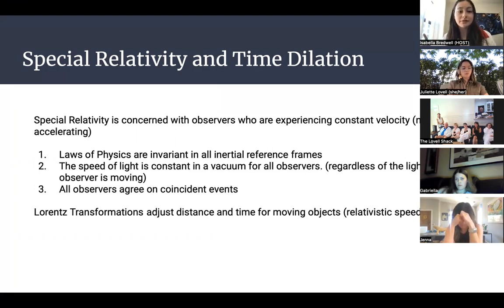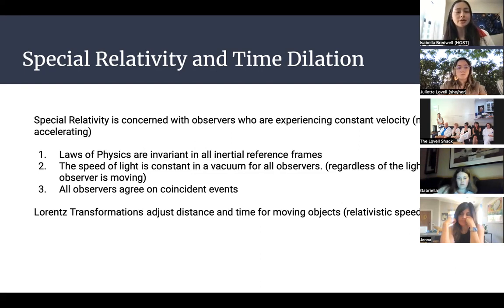The laws of physics are invariant in all inertial reference frames, and an inertial reference frame is a reference frame that is not accelerating. So in any non-accelerating frame moving at a constant velocity, the laws of physics are always going to be the same. The speed of light is a constant in a vacuum for all observers.